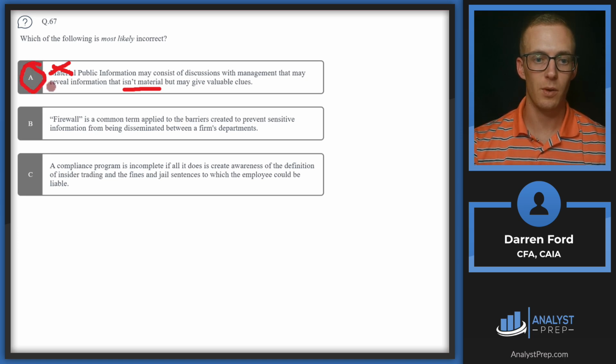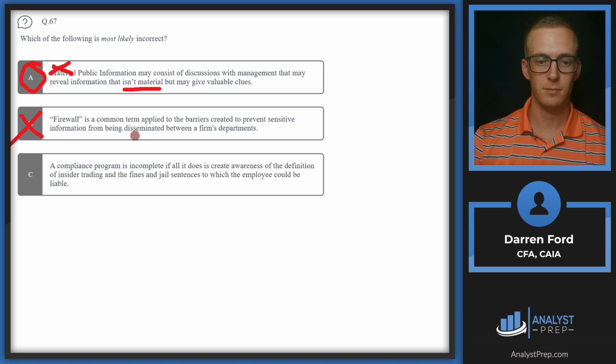But let's go ahead and look at answer B and C to make sure these are correct. Firewall is a common term applied to the barriers created to prevent sensitive information from being disseminated between the firm's departments. This is the exact definition of a firewall. They're trying to keep information that could create conflicts of interest from getting from one department to another, or that might be confidential or inside information.